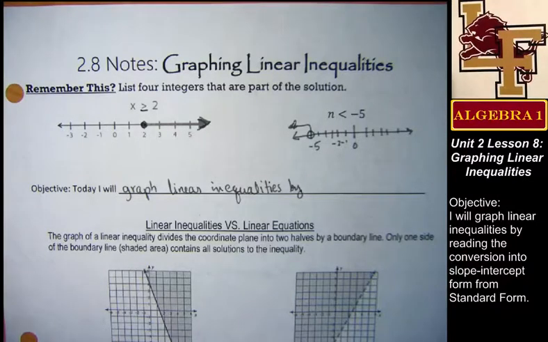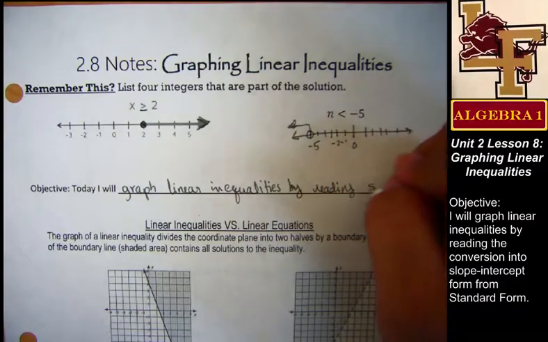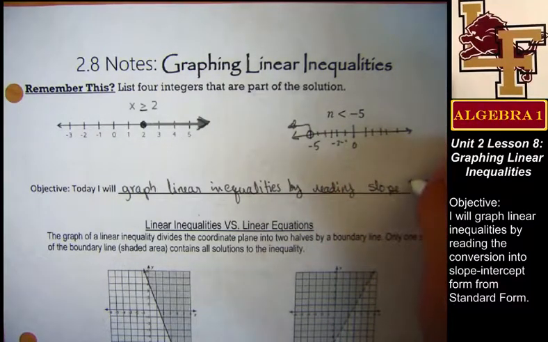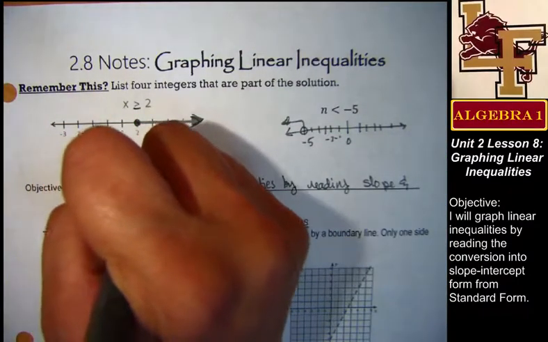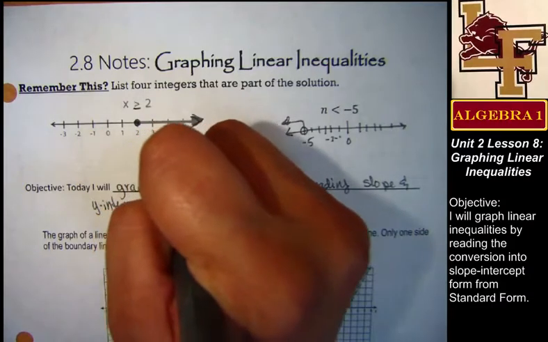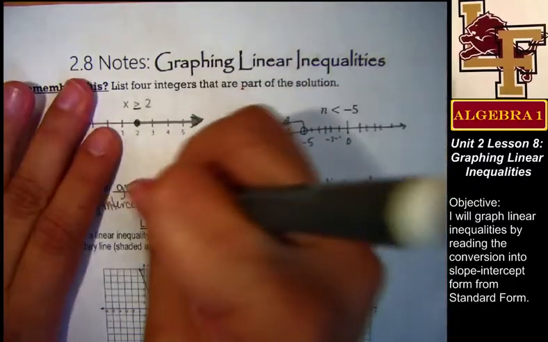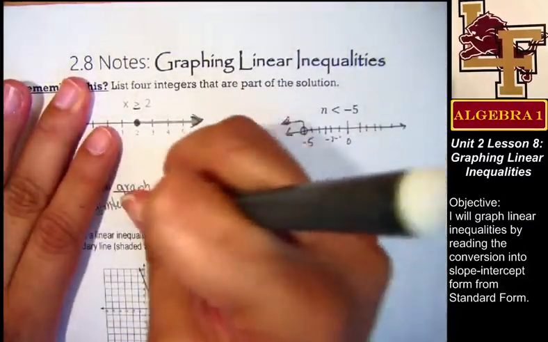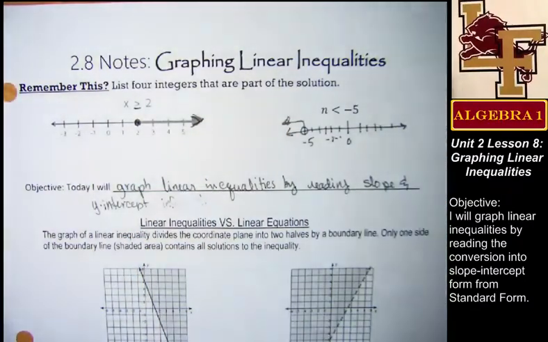Where does that sound familiar from? We're going to be reading slope and y-intercept. Where is that familiar from? We did it yesterday, guys. That's how you graph lines, right? You put it in slope-intercept form, you read your slope, you read your intercept, you draw your line. What we're adding today is that inequality information, the idea of stuff being less than or stuff being greater than.